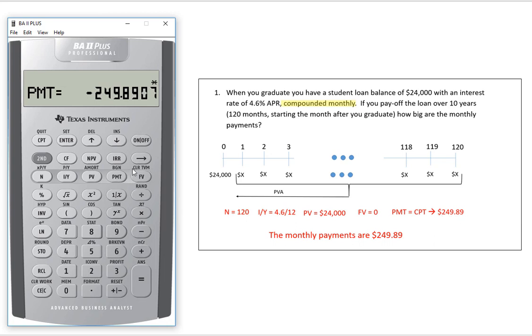$249.89. Okay, now the reason in your calculator this comes out negative is because it's assuming that you got this $24,000. Okay, so that's an input into your checking account. You can think of it that way. And then these are cash flows coming out of your checking account. So that's why we have the negative here. Okay, let's do another one.